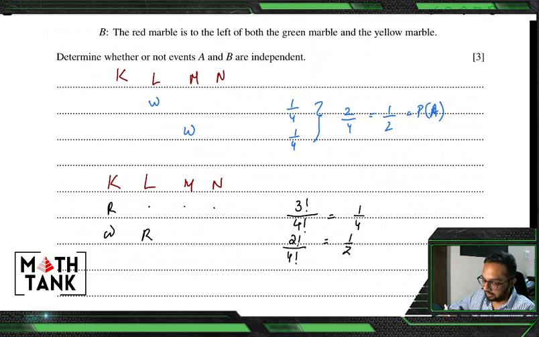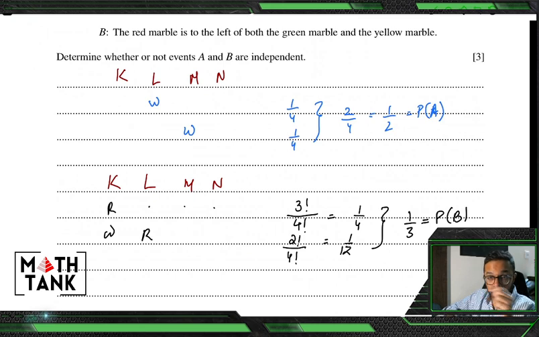So together they make 1 over 3. So that's the probability of B.